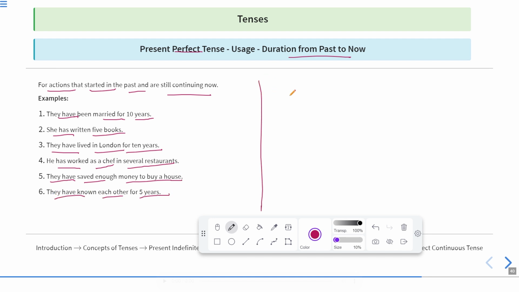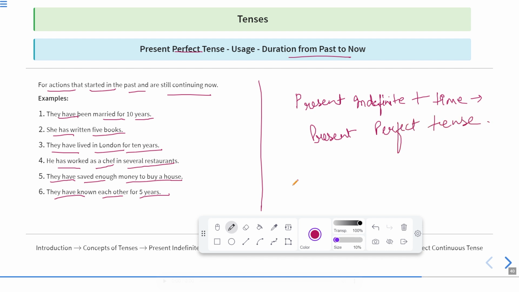Now, one more thing is there. Some sentences we have already discussed in our last session as well, that some verbs are there which cannot be written in continuous tense. Okay, these types of sentences are always written in present indefinite tense, and whenever we add some time zone with present indefinite tense, it should be written in present perfect tense. Okay, it should be written in present perfect tense. Okay, now let us see.